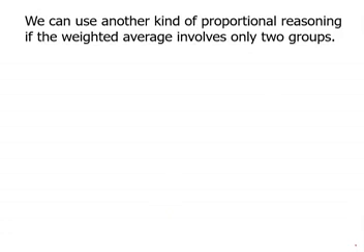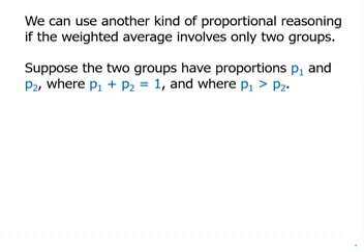We can use another kind of proportional reasoning if the weighted average involves only 2 groups. Suppose the 2 groups have proportions P1 and P2, so those are 2 proportions that add to 1, and we're going to say for the sake of argument that P1 is the bigger group. So P1, group 1 is bigger than group 2.